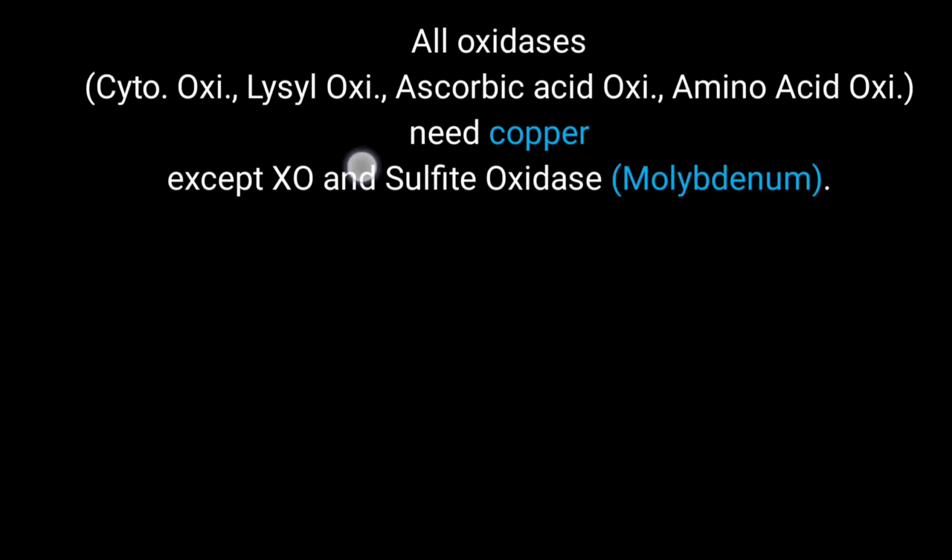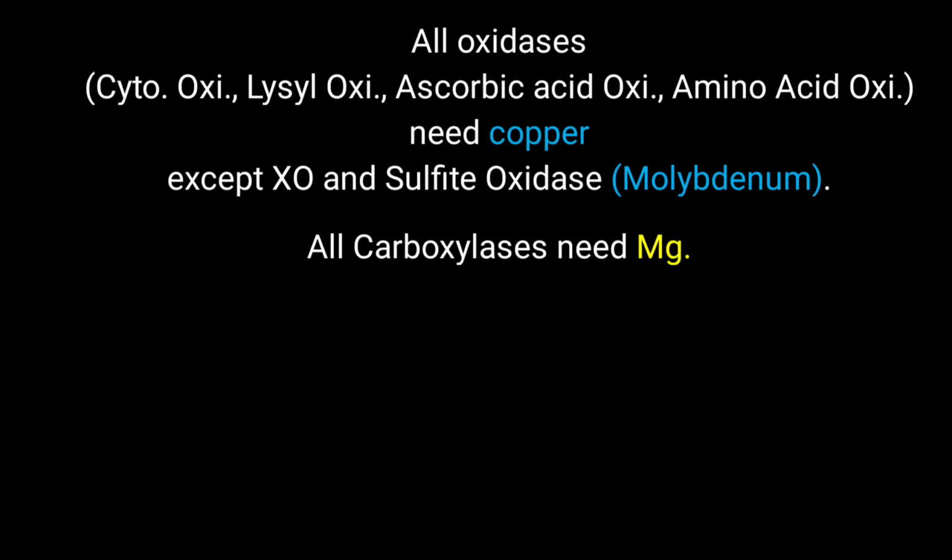So you have to remember xanthine oxidase and sulfide oxidase, XO and SO, do not need copper, but they require molybdenum. So remember, all oxidases need copper, O for oxidase, O for copper, but xanthine oxidase and sulfide oxidase need molybdenum. Further, you have to remember all carboxylases need magnesium ion.